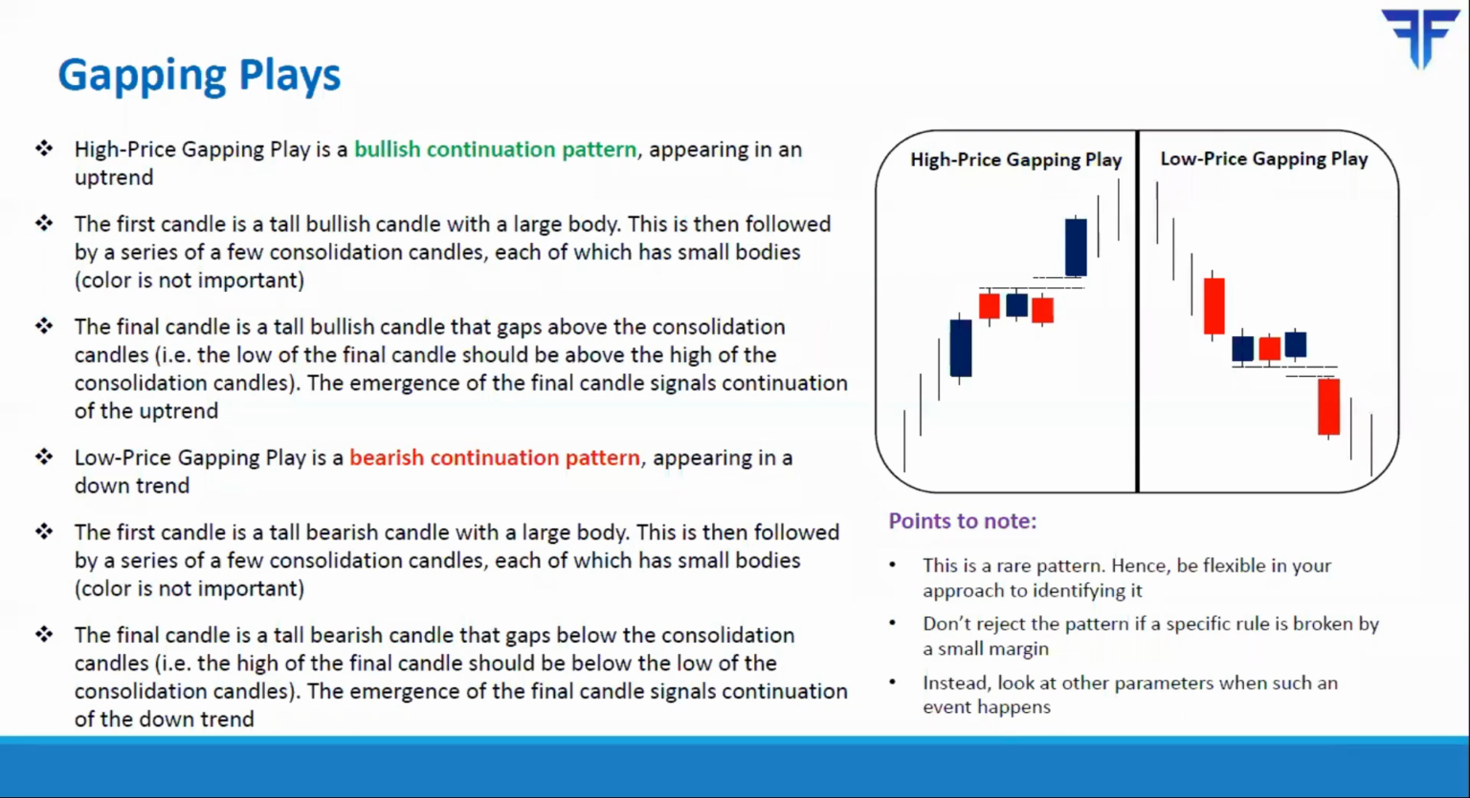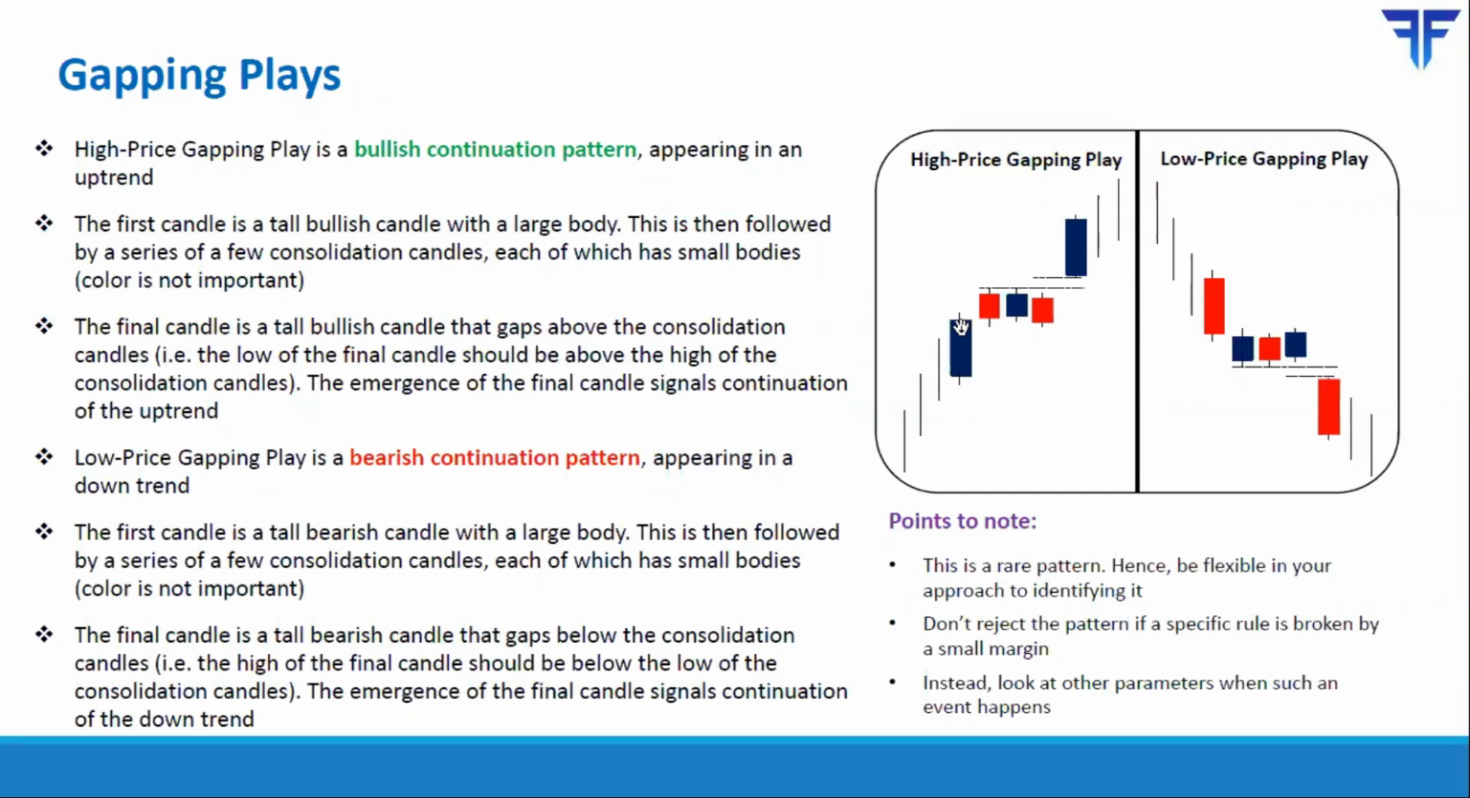The next pattern that we will be discussing is something that's called gapping plays. Again, there are two types: high price gapping play and low price gapping play. This is slightly similar to gapping Tasukis that we talked about previously, but there are differences. Let's start with high price gapping play. High price gapping play is a bullish continuation pattern that occurs somewhere once the uptrend is underway.